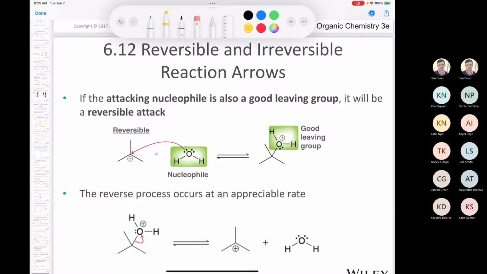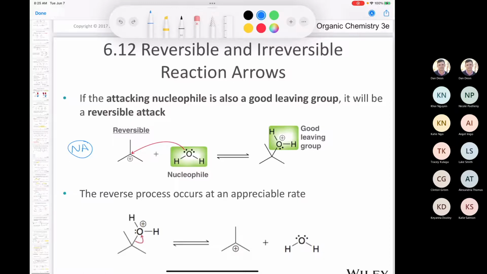It says, if you have a nucleophilic attack, which we see here, you've got a nucleophile, you've got an electrophile, so we would call this an Na, which stands for nucleophilic attack. If this nucleophile is also a good leaving group, it's going to be a reversible attack. I've told you a few times that water is a good leaving group. So H2O is a good leaving group, and that's why this is reversible.